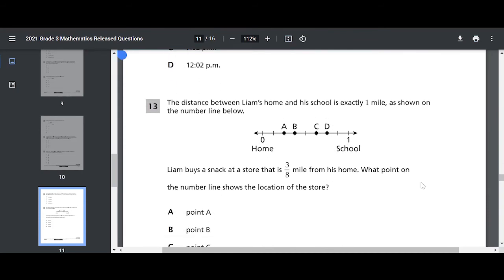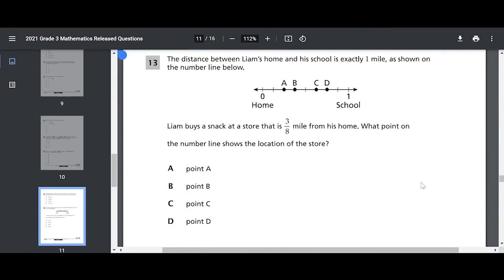Number 13. The distance between Liam's home and his school is exactly 1 mile, as shown on the number line. Liam buys a snack at a store that is 3/8 mile from his home. What point on the number line shows the location of the store?